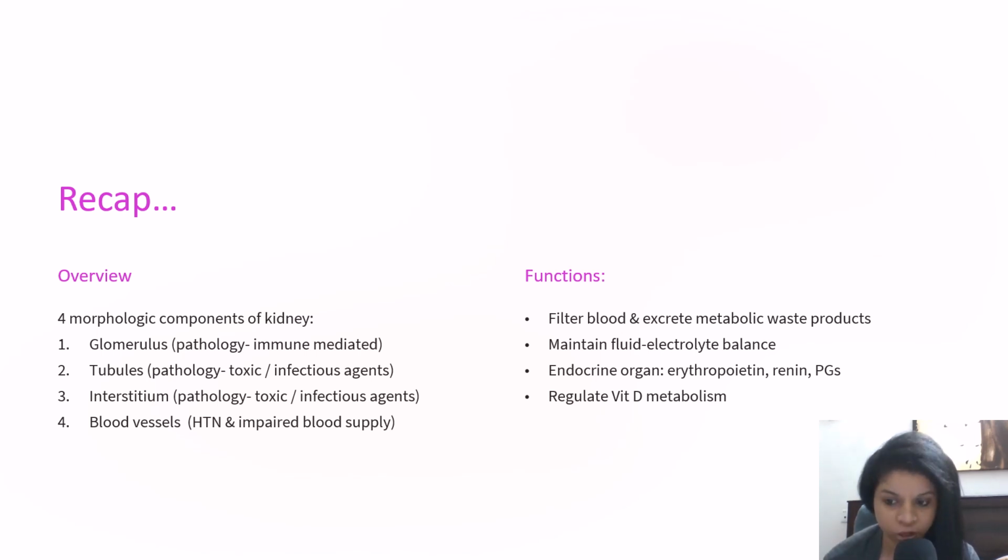Main function is to filter the blood and excrete the metabolic waste products. Okay. And then maintain the fluid electrolyte balance. That is how much water we take, so how much water should exit from our body. So if you are taking less amount of water, less will be excreted through urine so that water is conserved in our body. And electrolytes also are the same. If we have low sodium, then sodium will be excreted less in the urine so that we can maintain sodium level in our body. So the fluid electrolyte balance is maintained by kidney partly, and then it is an endocrine organ also.